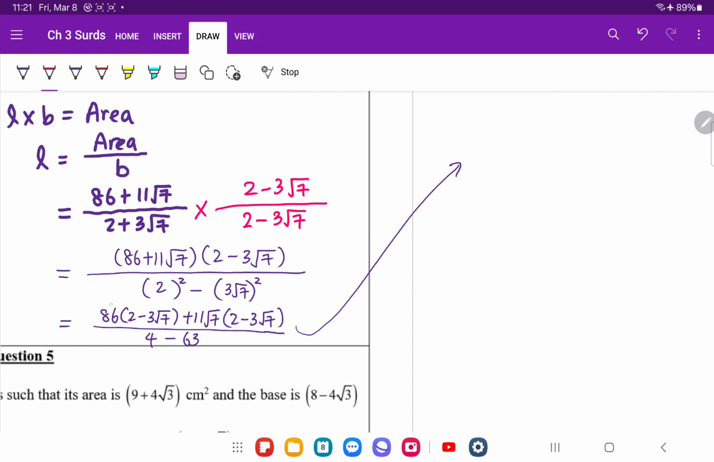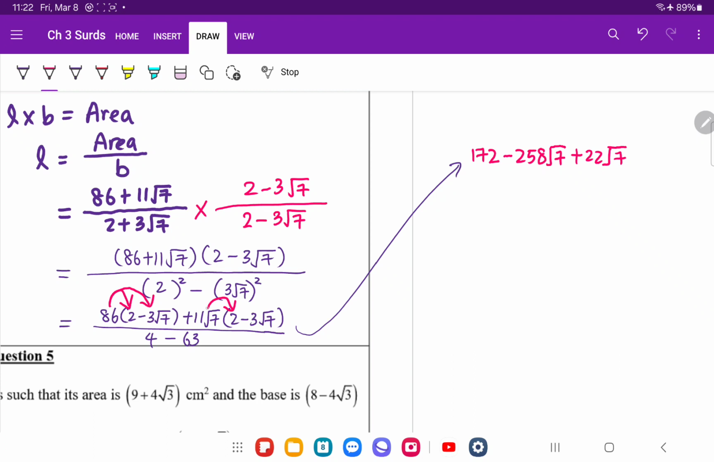The first rainbow. Make sure everybody gets 172. Next rainbow. Number go with number, the surd leave it alone. So 86 times 3, negative 258, but don't forget the root 7 at the back. That's the second rainbow. Now the third rainbow, what is 2 times positive 11? 22. And again, do not forget the surd.